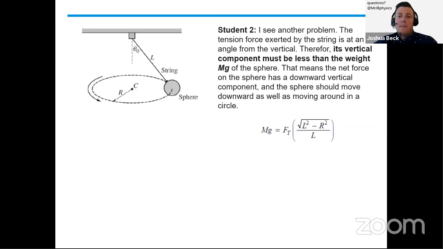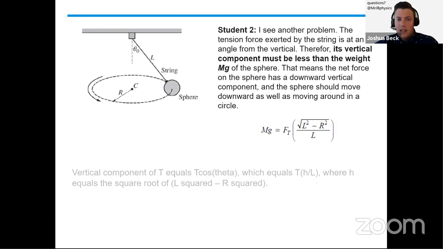All right, student 2, I see another problem, right? Its vertical component must be less than the weight. So I'm going to use the other equation in this particular case. And I'm going to start with a little preliminary analysis here. The vertical component of T, right? This student is having issue with the vertical component being less than mg. So the vertical component here, just to show you the geometry, is going to be T times the cosine theta. Cosine would be adjacent over hypotenuse. So that would be H, what I've defined as H over L.